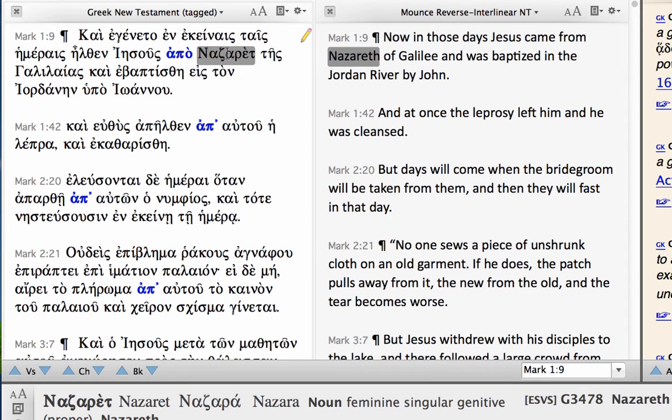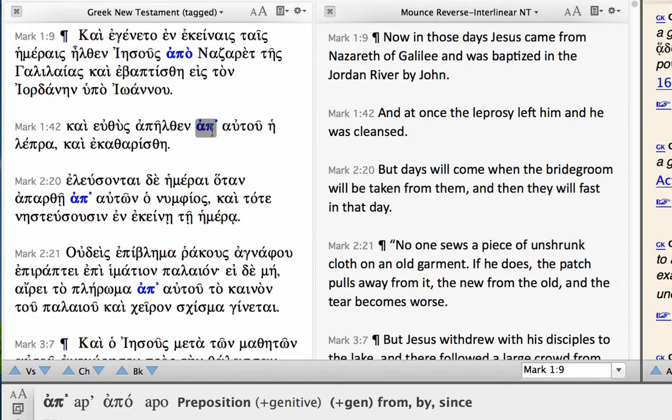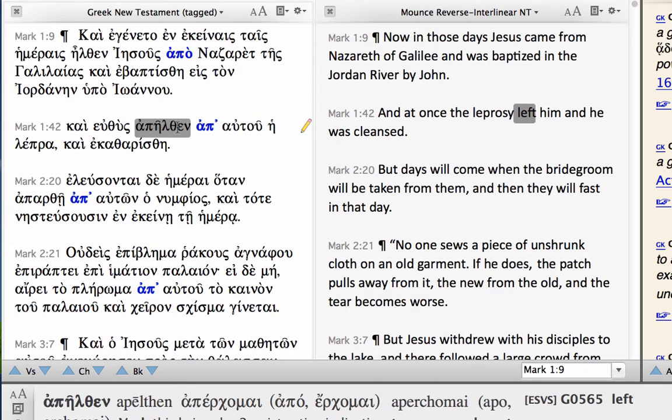There's your object of the preposition. It's in the genitive case because apa takes its objects in the genitive case. And immediately, the leprosy went out from him. Well, again, how do you say that?